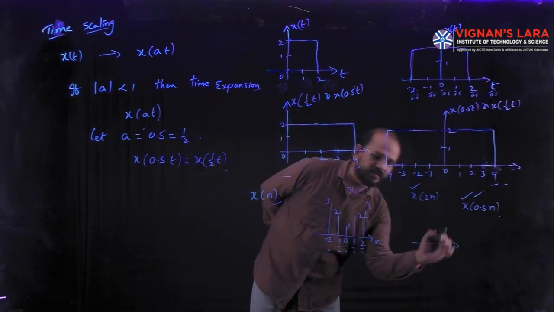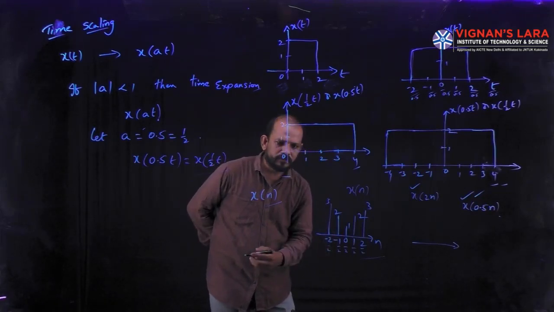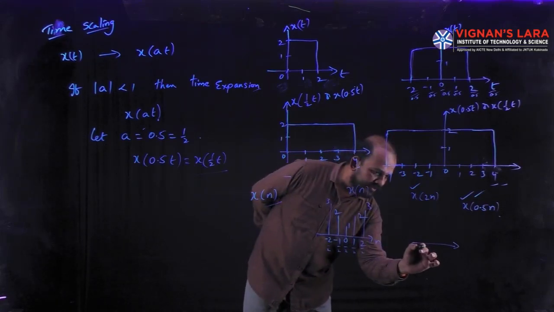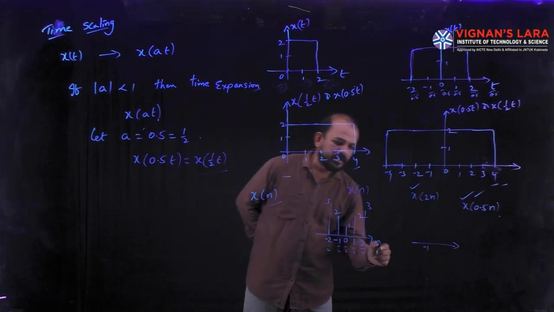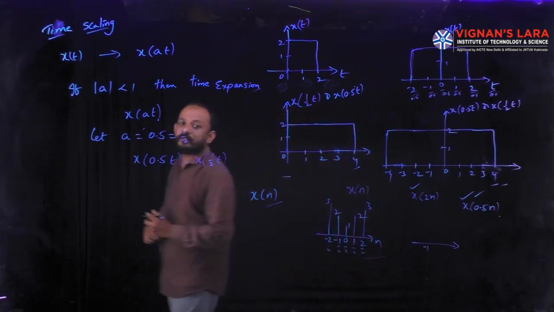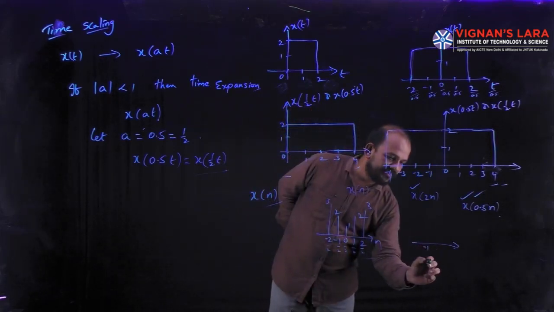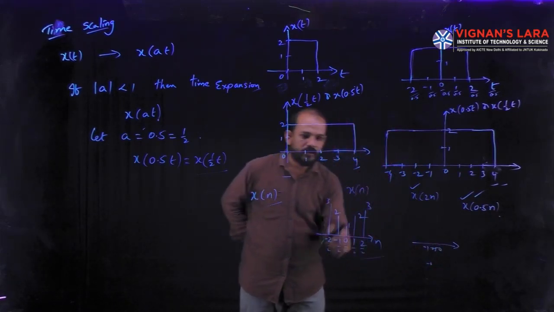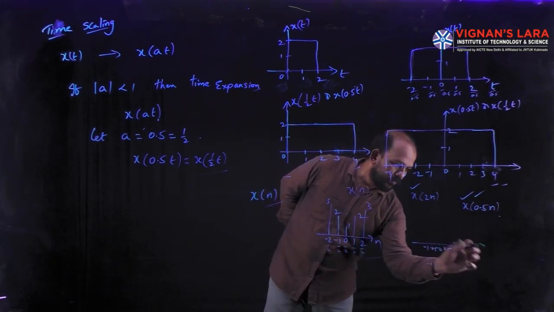So how will you get the answer? Simple. Minus 2 by 2, that is minus 1. So we will get minus 1. And minus 1 by 2 is minus 0.5. Next one is 0 by 2, 0. 1 by 2, 0.5. 2 by 2, 1. 2 by 2, 1.